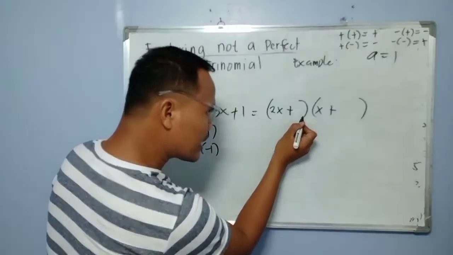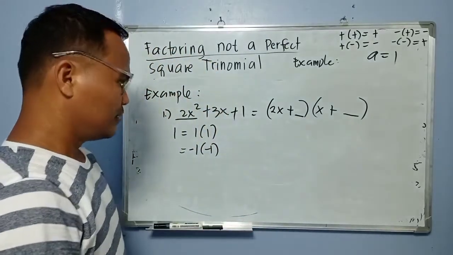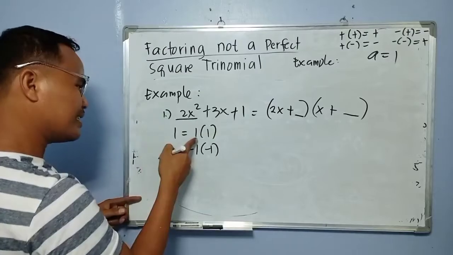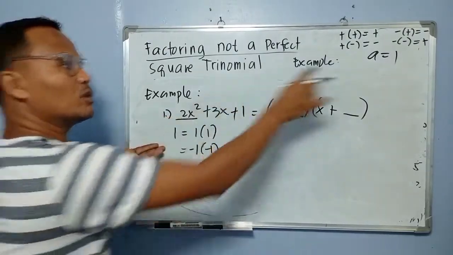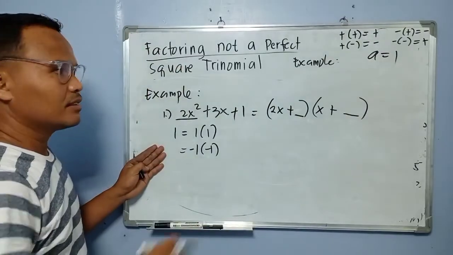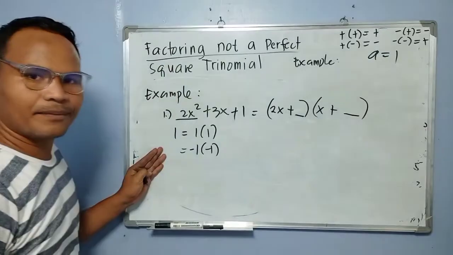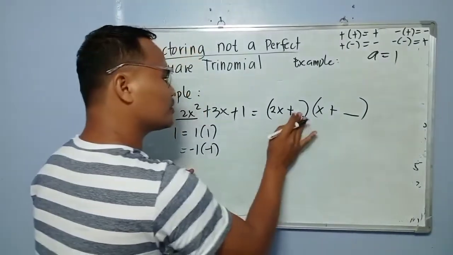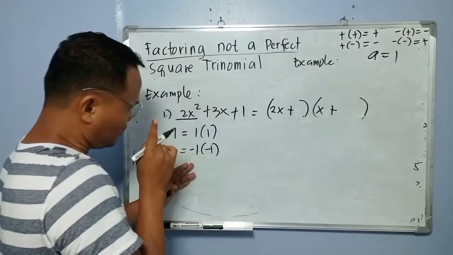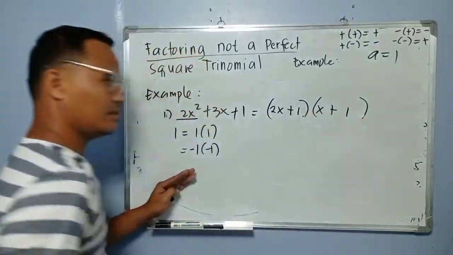Now, our main concern here is the second term of the binomial. We cannot apply the sum of these two factors because our a is not equal to 1. We can only get the sum of these factors if a is equal to 1. Now, how are we going to do it? We use the trial and error method. We are going to try 1 and 1.